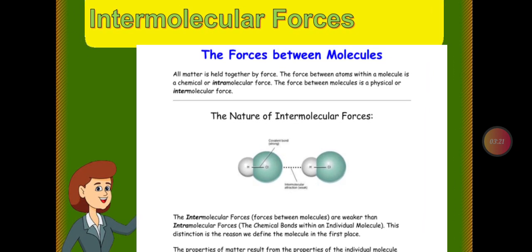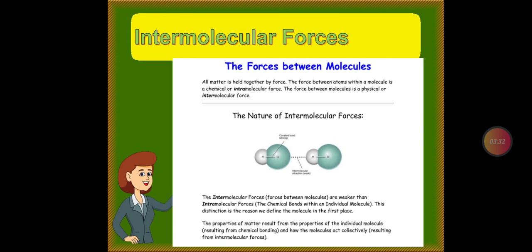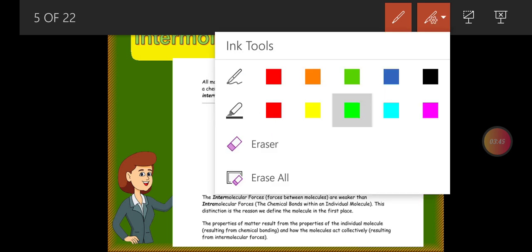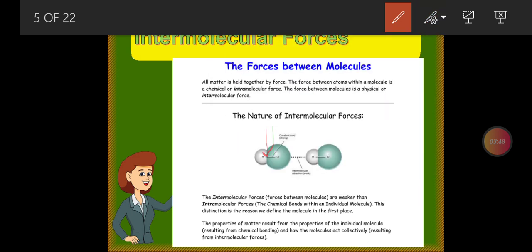Here the intermolecular forces of attraction have been illustrated in front of you by showing two molecules of HCl. Let me show you the chemical bonds which are holding the two atoms in each molecule together. HCl molecules are held together by chemical bonds.